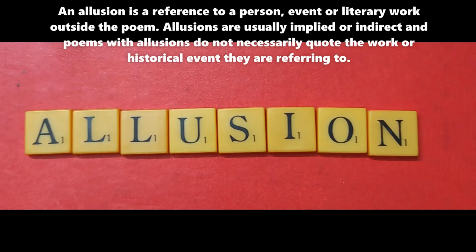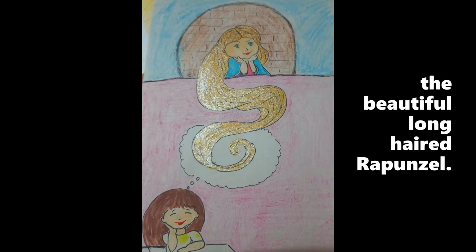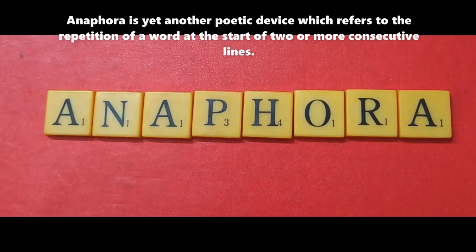Allusion is a reference to a person, event, or literary work outside the poem. Allusions are usually implied or indirect, and poems with allusions do not necessarily quote the work or historical event they are referring to. In the poem, Amanda imagines herself to be mythological characters like a mermaid and the beautiful long haired Rapunzel.